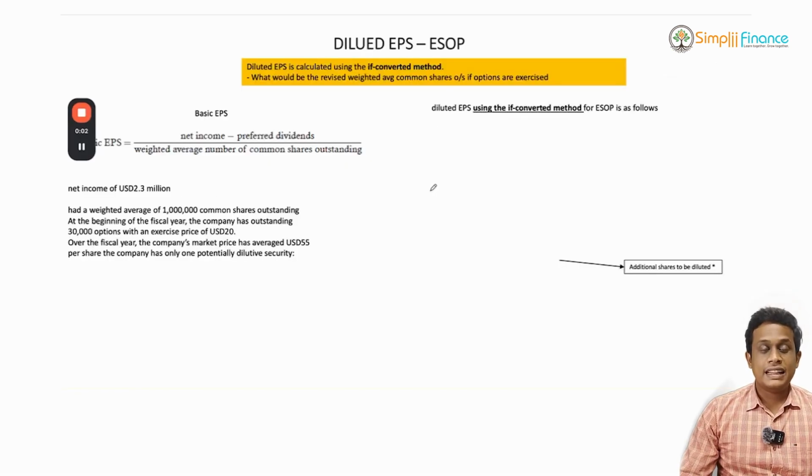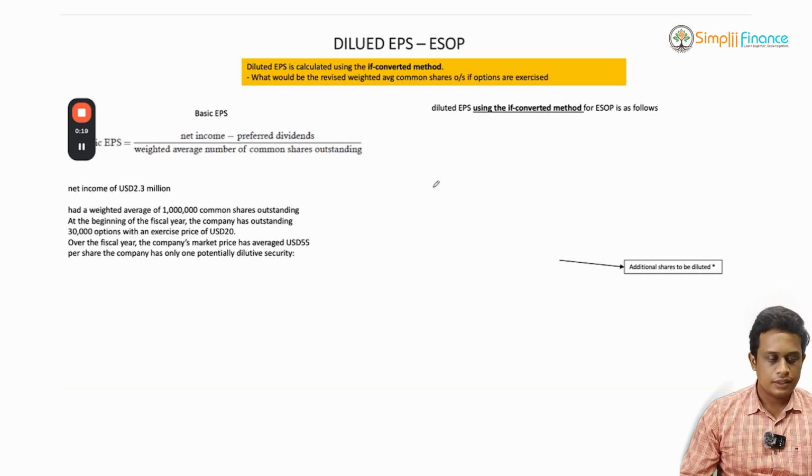We are still in the diluted EPS section of the reading, and now we are looking at ESOPs. This is the final convertible security according to the curriculum, and we'll be using the what if converted method. So here we have a sample example. We have a net income of 2.3 million USD and a weighted average common shares of 1 million, and at the beginning of the year we had 30,000 ESOPs at an exercise price of 20, and over the fiscal year the market price of this company averaged 55.